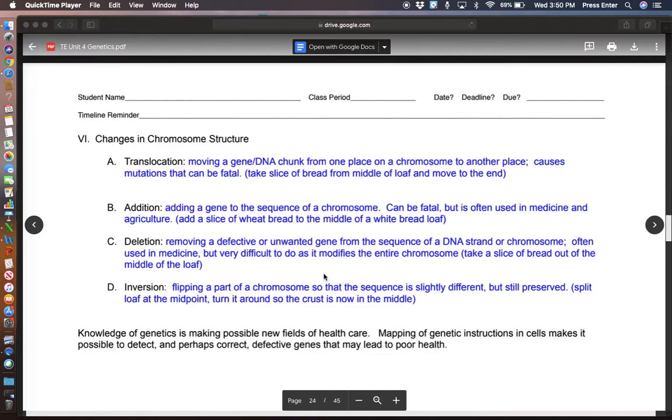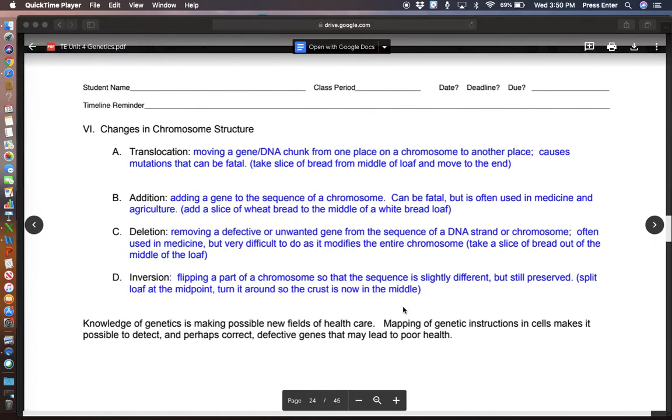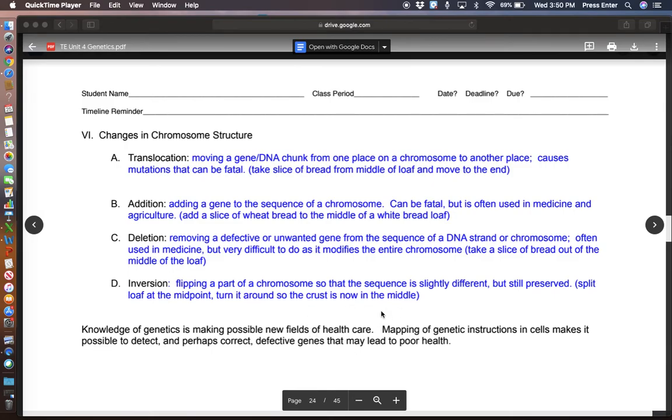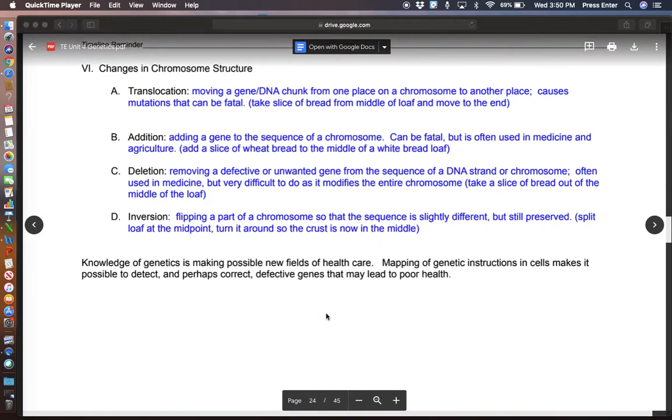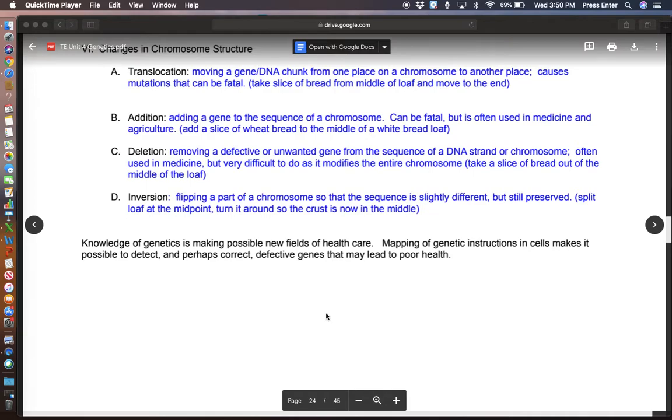And then inversion is flipping part of a chromosome so that the sequences are slightly different but still preserved. You split a loaf of bread in the midpoint, turn it around so now that the crusts are in the middle. Okay, no one eats the crust anyway, right? So that is an example of inversion. So this is really leaning a lot to healthcare, especially with what's going on right now. Pretty interesting stuff that could possibly happen down the line.